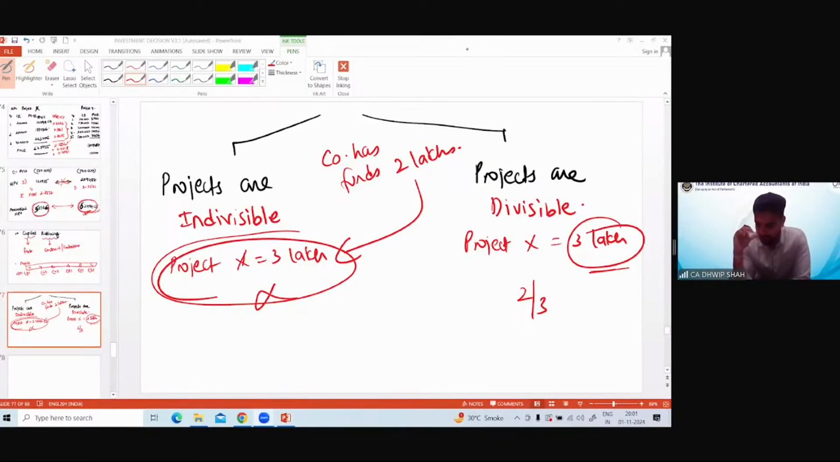Yes, divisible, able to divide. Indivisible, yes. Correct. Part is possible. Divisible means part. टुकड़ा possible है. Indivisible means टुकड़ा possible नहीं है. You have to take entirely. You cannot take a part of the project. So here, part project not possible.